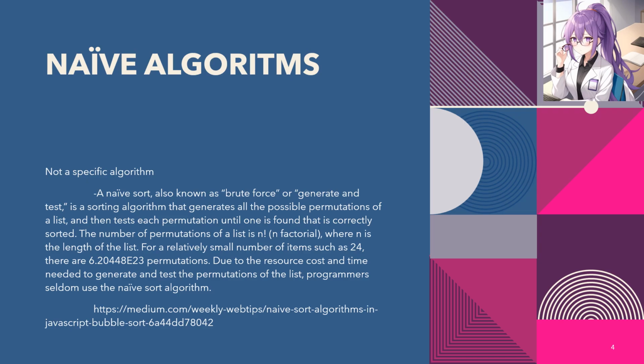A naive sort, also known as brute force or generate and test, is a sorting algorithm that generates all possible permutations of a list and then tests each permutation until one is found that is correctly sorted. The number of permutations of a list is n factorial, where n is the length of the list. For a relatively small number of items, such as 24, there are 6.20448 times 10 to the 23rd permutations. Due to the resource cost and time needed to generate and test the permutation of the list, programmers seldom use the naive sort algorithm.